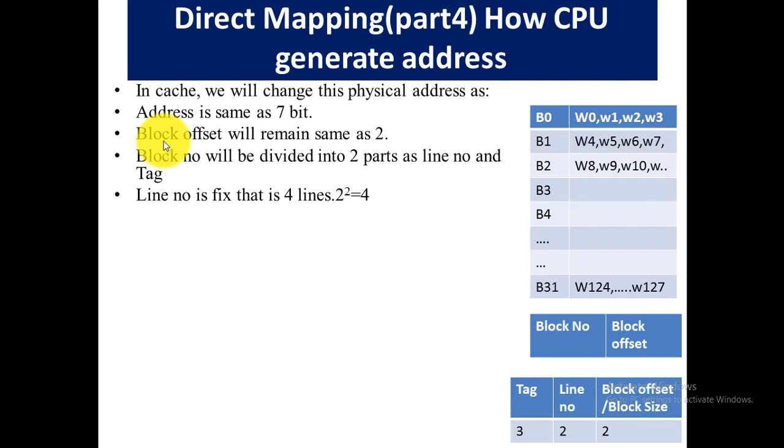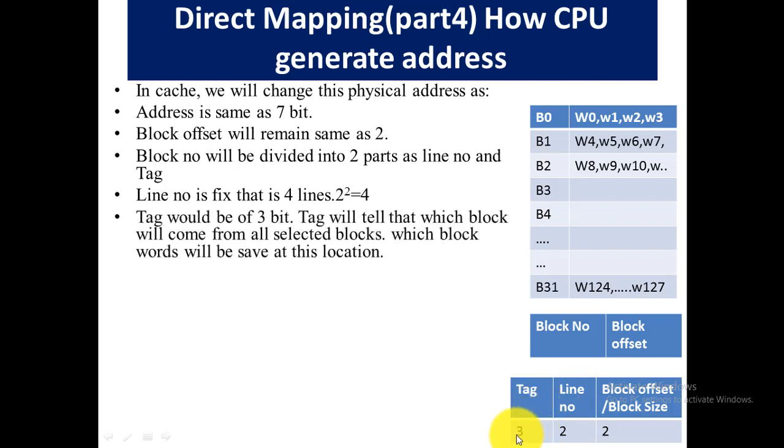So the line number is fixed, that is 4 lines. 2 raised to power 2 is equal to 4, so the 4 lines will be shown by 2 bits. It means the cache lines are shown by 2 bits, right? Block offset has 2 bits, line number has 2 bits. Now the remaining 3 bits will show the tag.